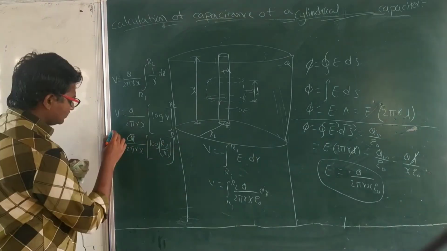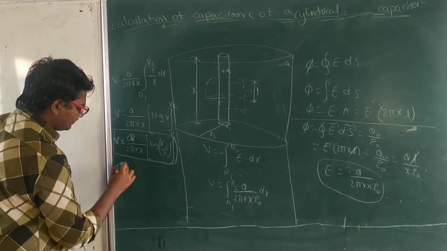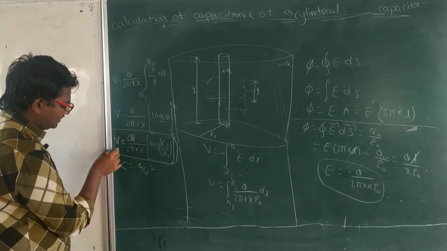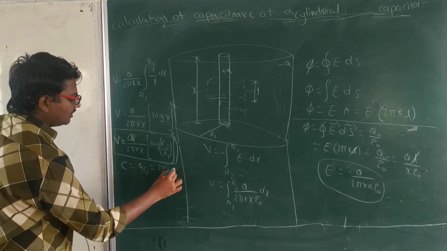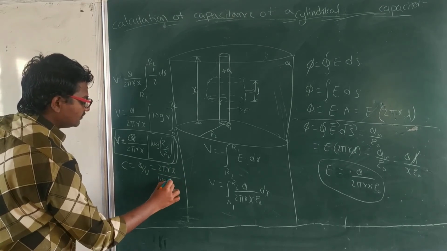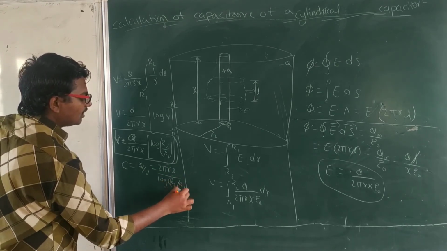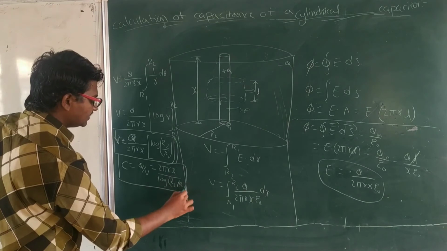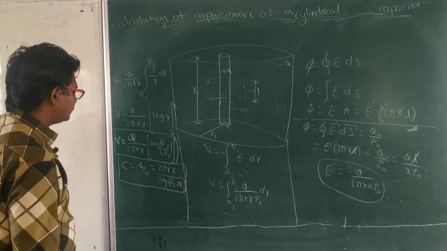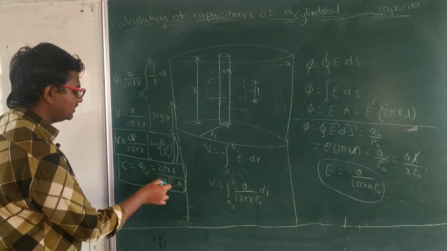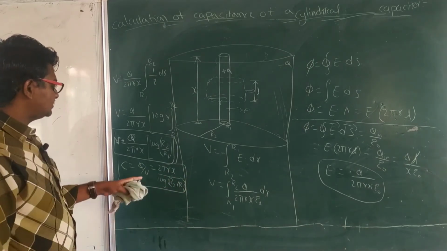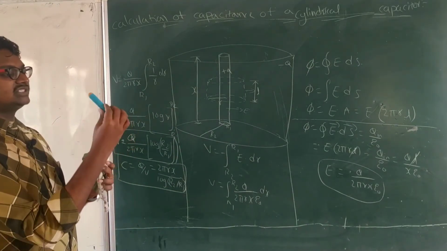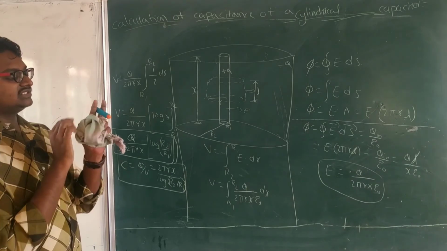This is the value. After finding the value of V, we need to find the value of C. C is equal to Q by V, which means 2 pi r x divided by log of R2 by R1. Log you can write, or ln you can write, here base e we are considering simply. C is equal to Q by V is equal to 2 pi r x by log of R2 by R1. This is for a cylindrical capacitor.